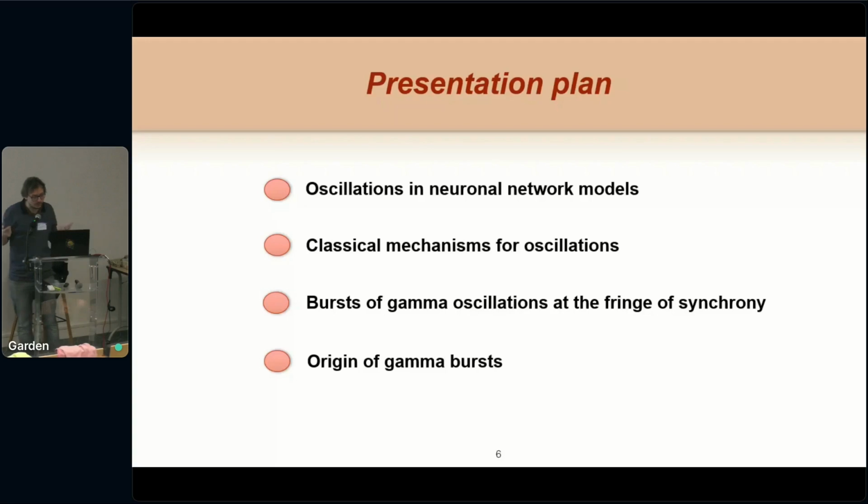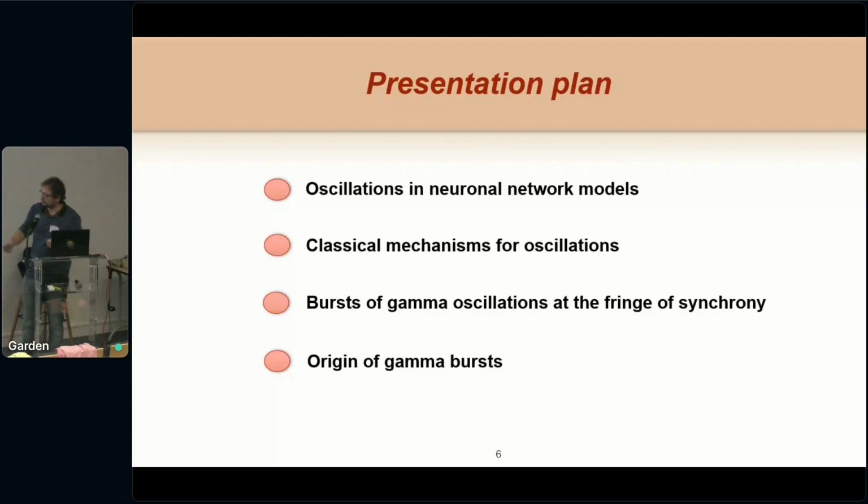So going beyond the classical trial average analysis that we often do, I will show you how this complexity emerges from a completely different mechanism for generating oscillations, where we are not in the classical synchronized regime, but we are close to it, in a region that is close to the fringe of synchrony.